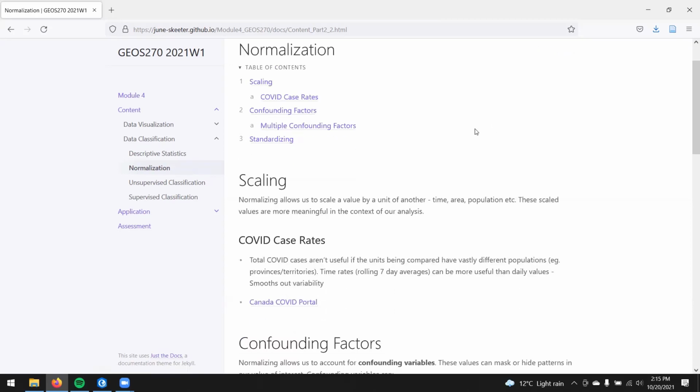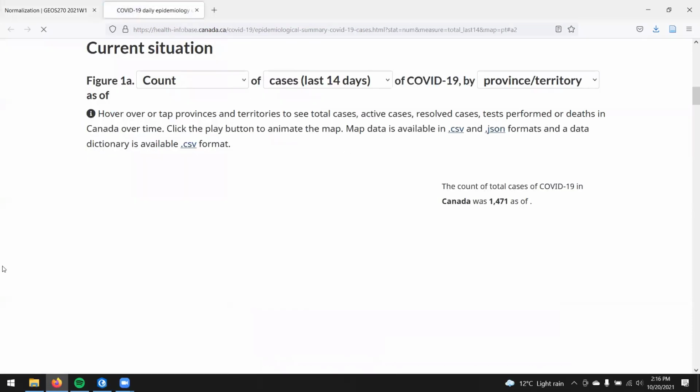So a good example is COVID case data. Looking at, say, provincial totals of COVID cases is not really that useful because the populations of the different provinces and territories are vastly different. You've also, I'm sure, heard that the rolling 7-day average metric is better than the individual day, right? Because that can average out some of the inherent variability in daily cases.